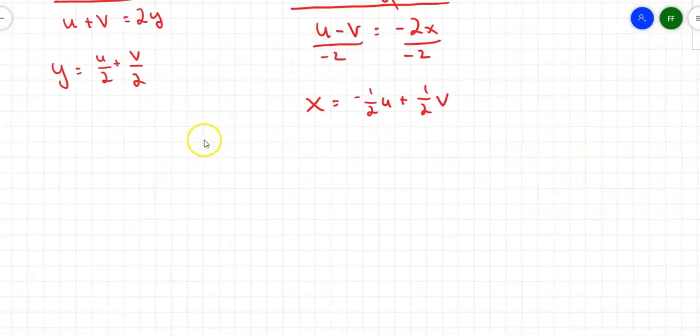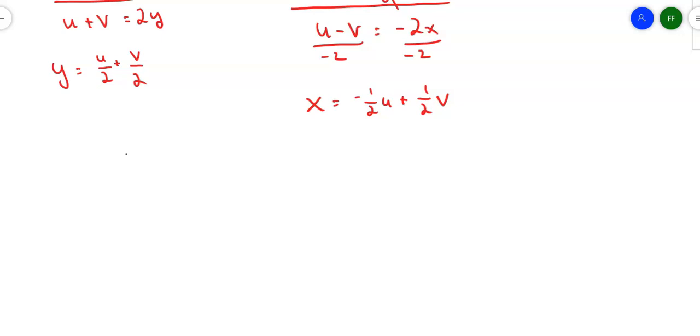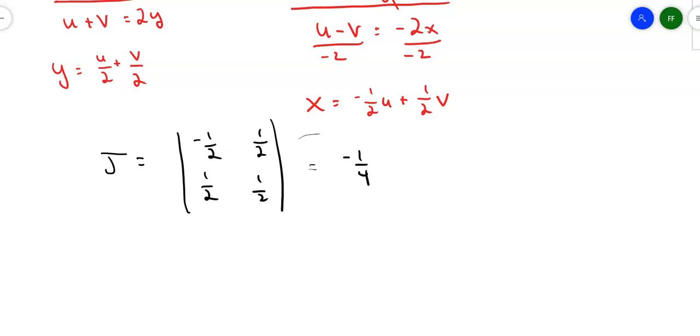All right, so now let's set up the Jacobian. The Jacobian is going to be all the partial derivatives. So the partial x with respect to u is going to be negative half. Partial x with respect to v is a half. For the y's, the partial y with respect to u is a half. Partial with respect to v is a half. So if I set it up like that and put all my u's and v's in the right order, then the Jacobian becomes real easy to set up. Evaluate: negative half times a half is negative quarter, minus half times a half is a quarter.